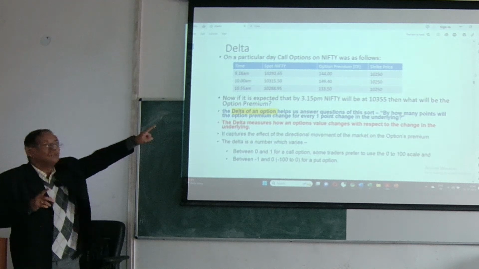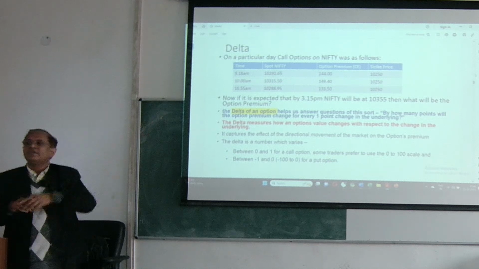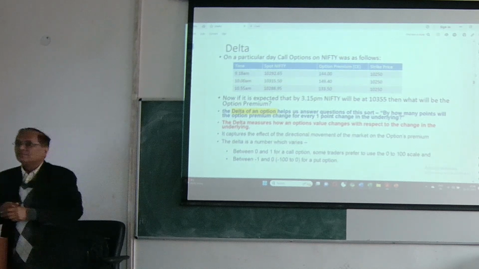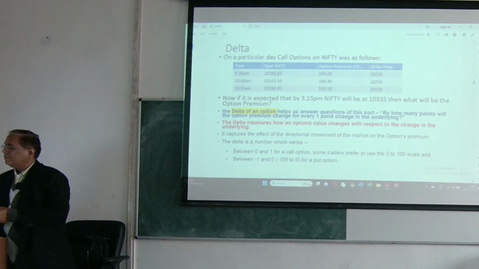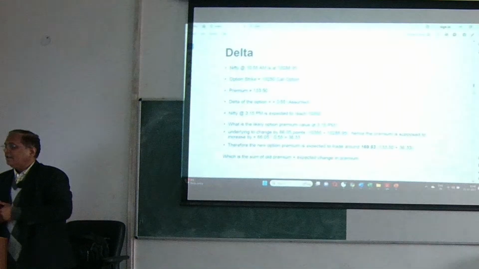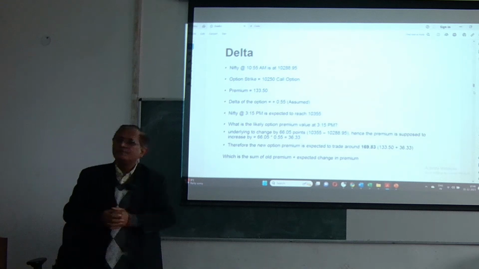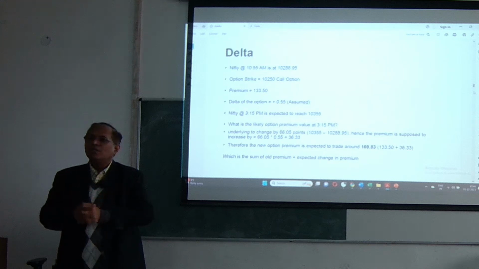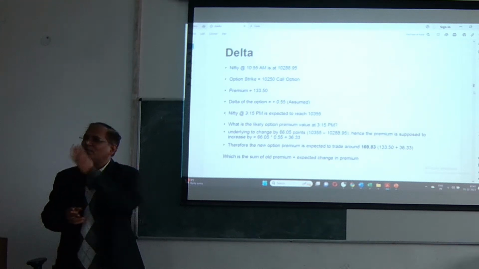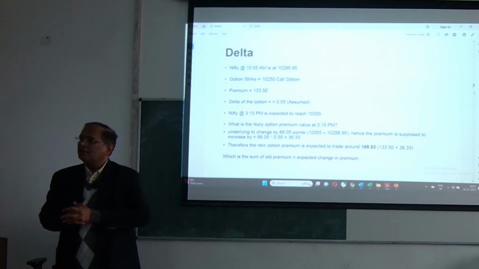And it is increasing, the price is increasing, so positive. So add that to 133.50. So your next expected price is 169. Is it clear? You got the new option premium from a different route using delta. Right? You can keep on making one from another.